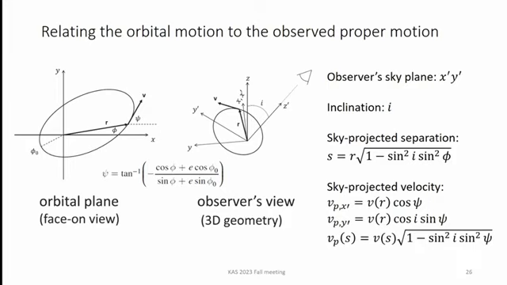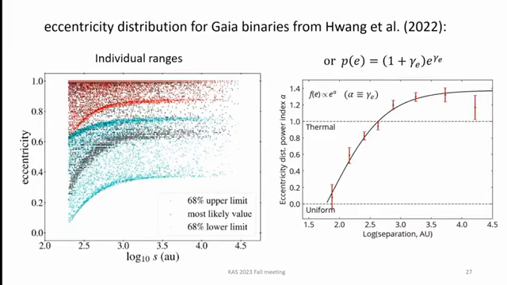So we need to relate orbital motion to the observed proper motion. So I define the sky plane, and this is the orbital plane. So one can do the geometry, and the sky projected separation is given by this, so projected velocity can be connected to physical velocity. Okay, this is some observational studies on eccentricities. So I'm using this information.